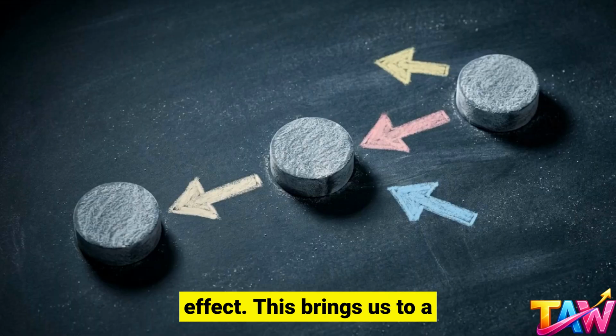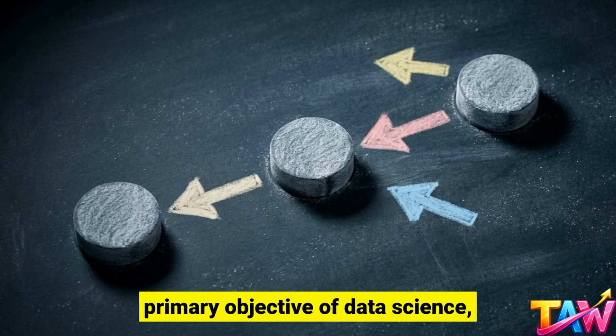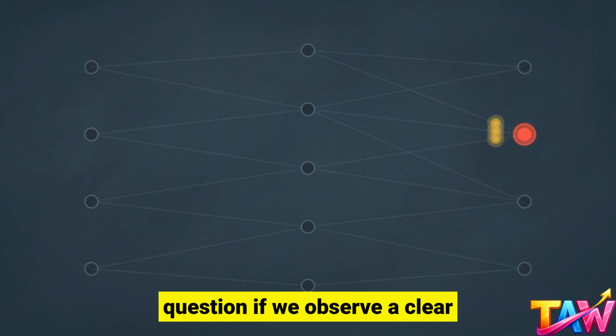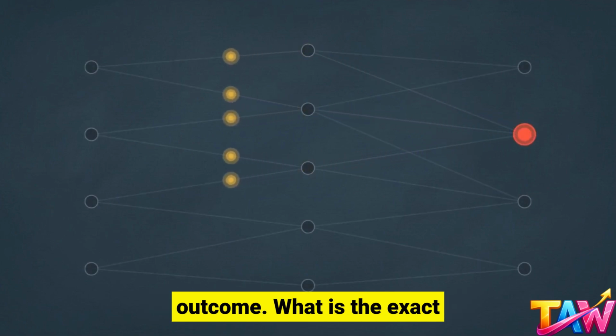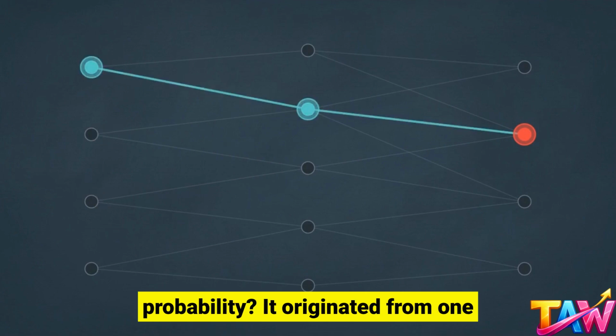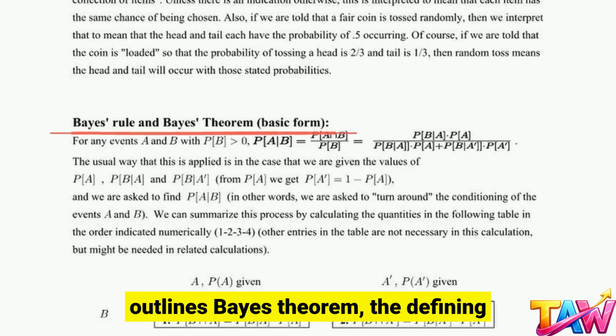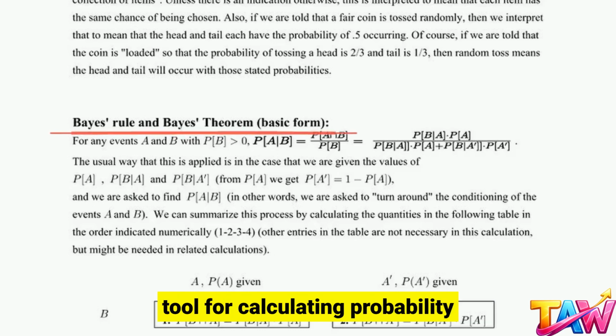This brings us to a primary objective of data science, reverse engineering causality. The inversion problem asks a specific question. If we observe a clear outcome, what is the exact probability it originated from one specific initial condition? This document outlines Bayes' theorem, the defining tool for calculating probability inversions.